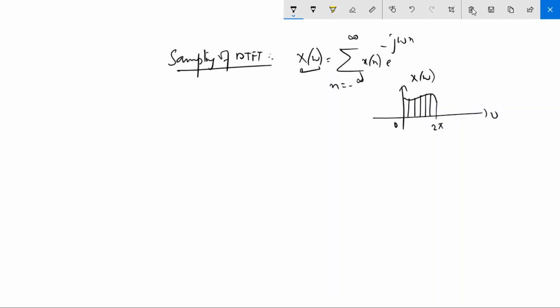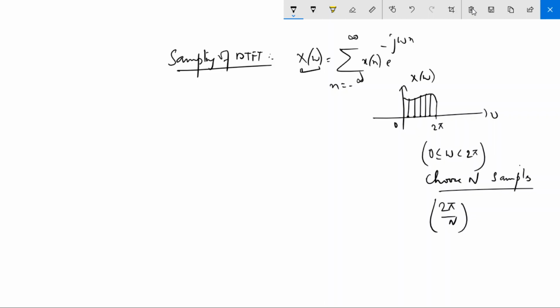Let us suppose we take equispaced samples, and between 0 to 2 pi, suppose we choose N samples. Between 0 to 2 pi, if you choose N samples, the spacing between two samples will be nothing but 2 pi by N. It means you're getting the first sample at 0, then at a frequency of 2 pi by N, then 4 pi by N, then 6 pi by N, and so on.